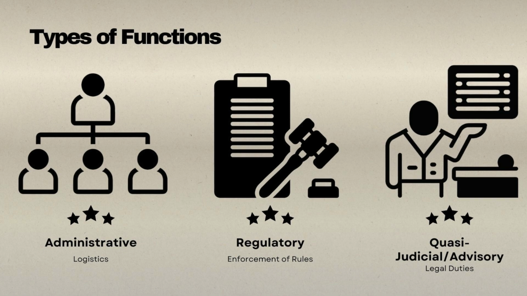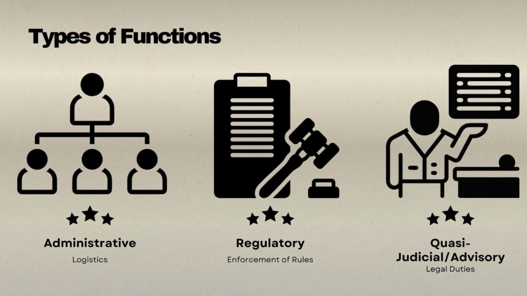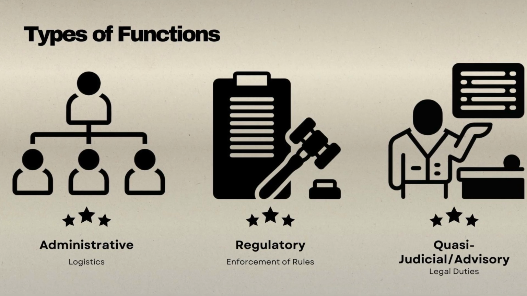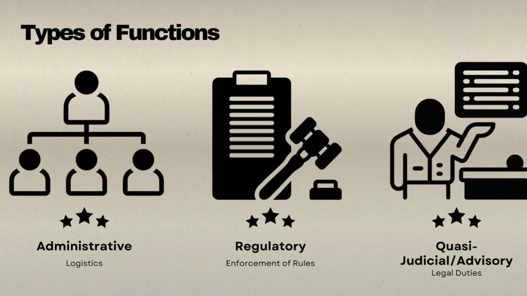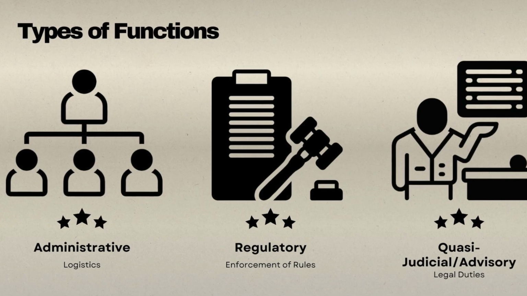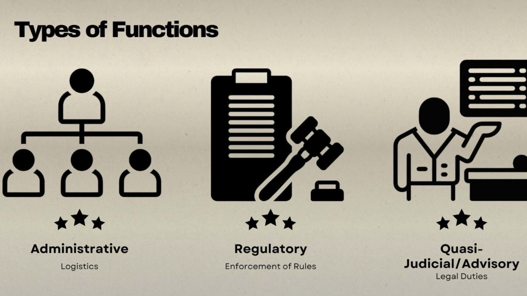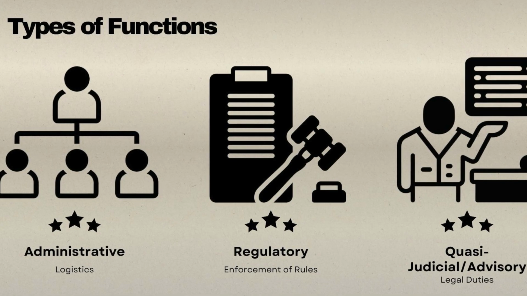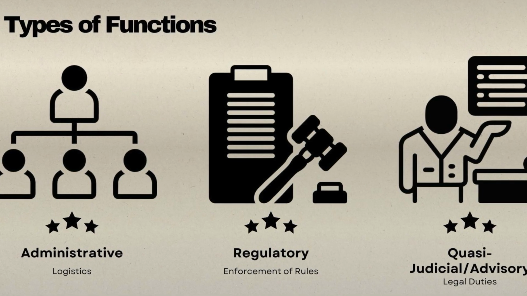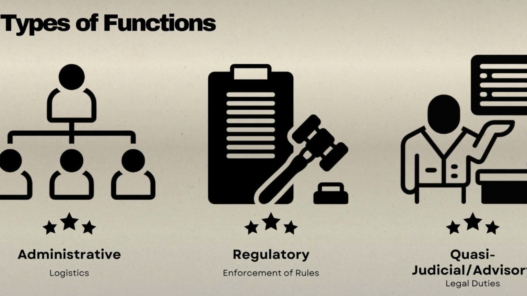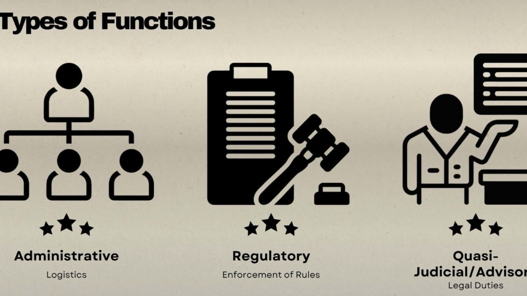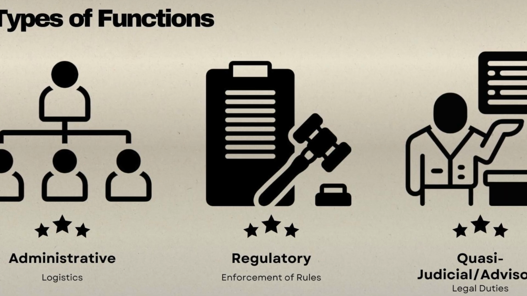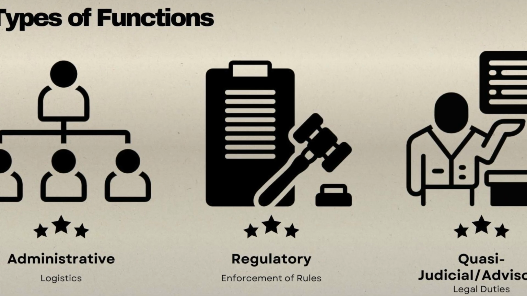We classify the ECI's functions into three types. First, administrative functions, which involve logistics, staff, and electoral roll revision. Second, regulatory functions, which involve enforcement of rules like the Code of Conduct. Third, the quasi-judicial advisory function, which involves legal decision-making. This trifecta allows the ECI to act as administrator, policeman, and initial arbiter, which is necessary given the high stakes of political contestation.